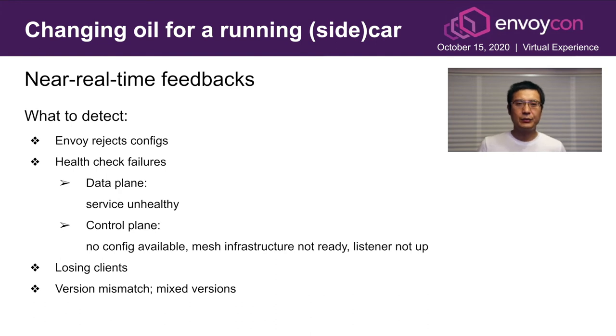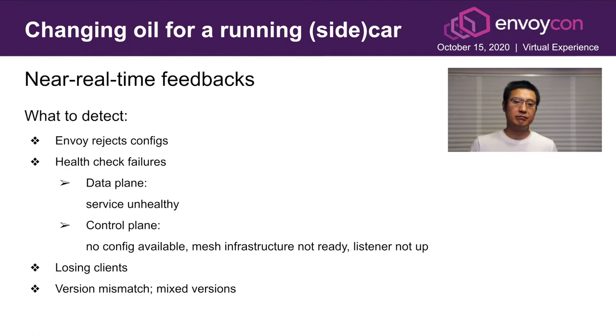How do we apply that to our mesh? The feedback part is basically used to detect problems. And what problems do we detect? We detect Envoy rejecting configs, basically through the xDS protocol. And also we have health check failures. It detects failures in both the data plane and the control plane.